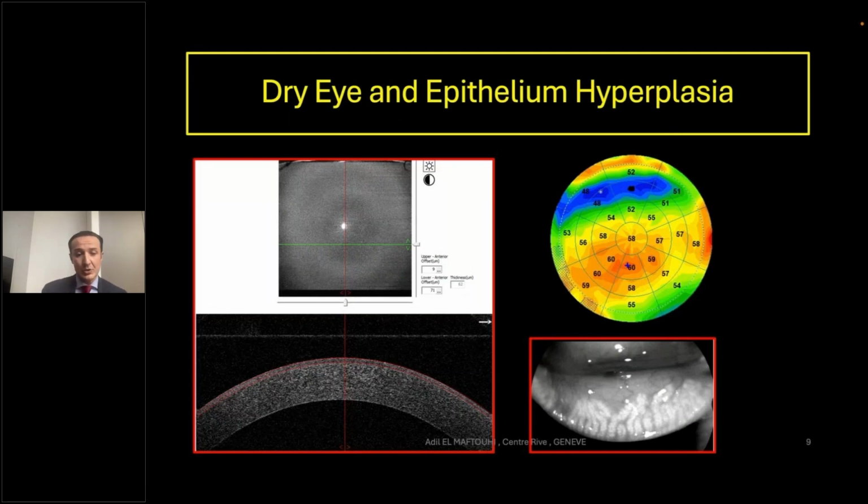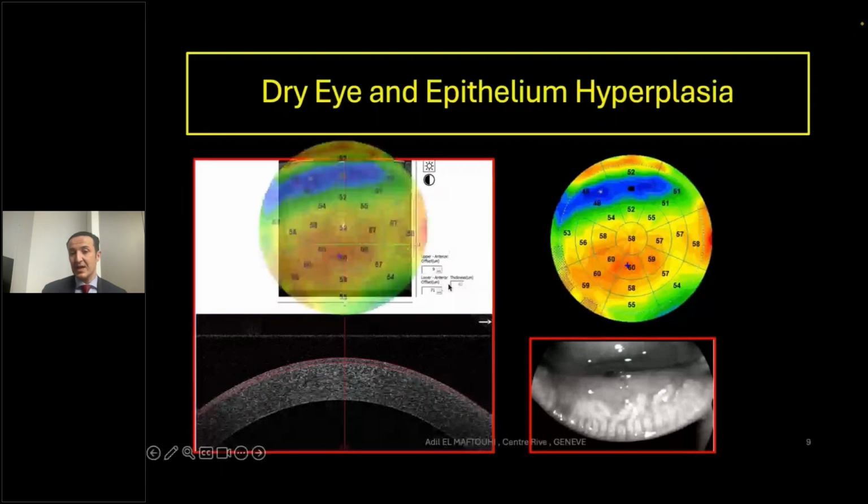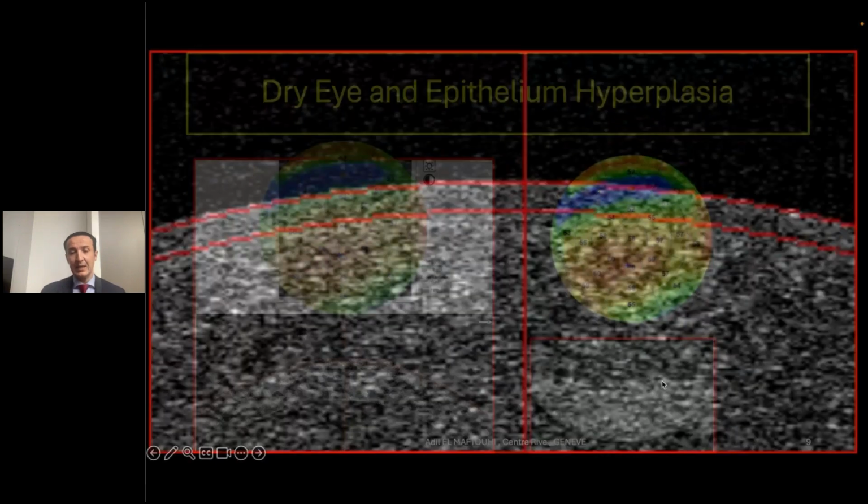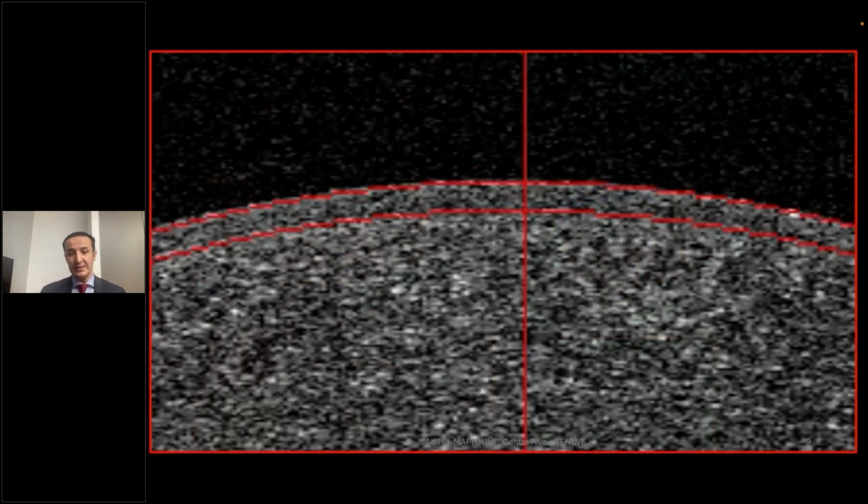And look here, we can measure the epithelium and confirm here the thickness of 71 microns in this case of hyperplasia beneath the apex, and proportional to the meibomian gland dysfunction, as in this case with the presence of the telangiectasia. And look here, the quality and the reliable B-scan and slab confirming this hyperplasia observed on epimapping.